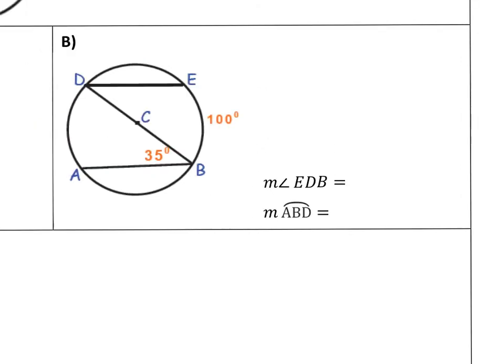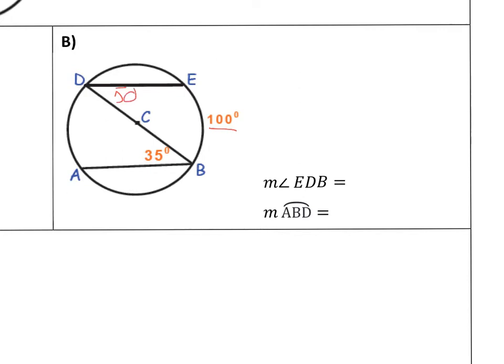For the next problem, I'm going to start off the same way. Focus on what you're given, try to fill in anything you can. So we have 100 degrees for this intercepted arc, so that tells me that this inscribed angle is going to be half the measure of that arc, which is going to be 50 degrees.